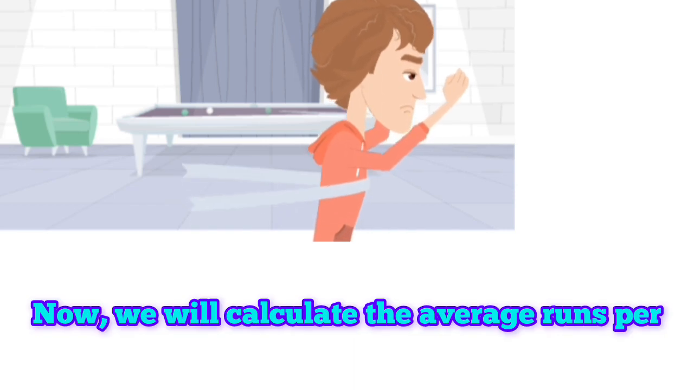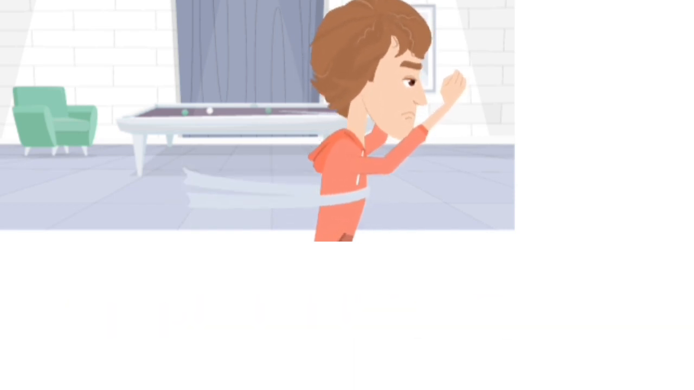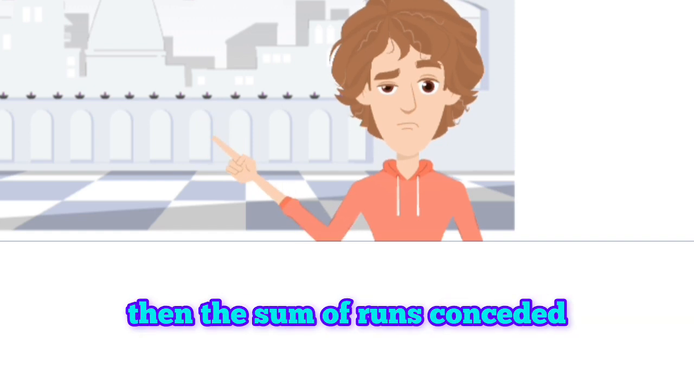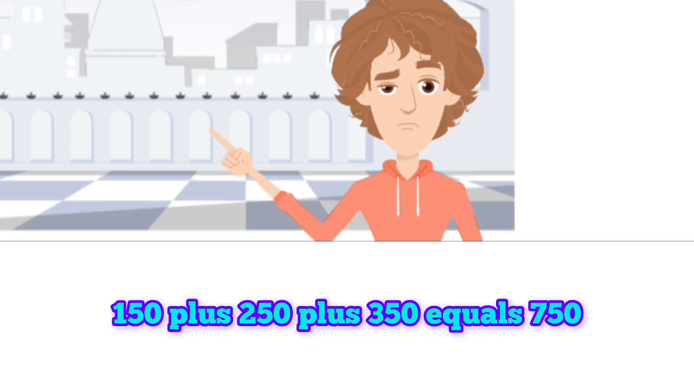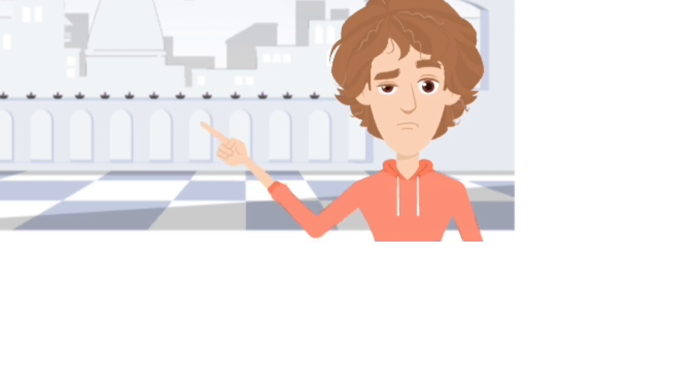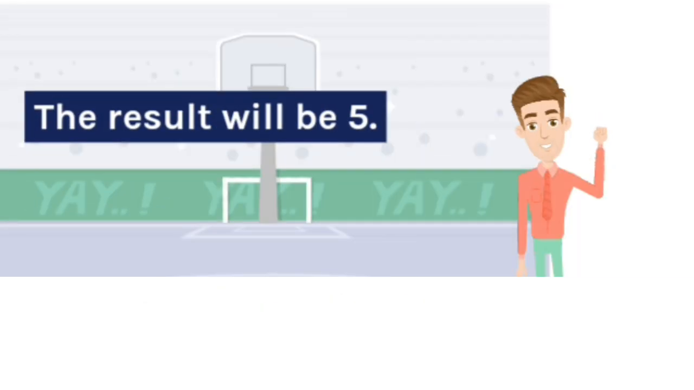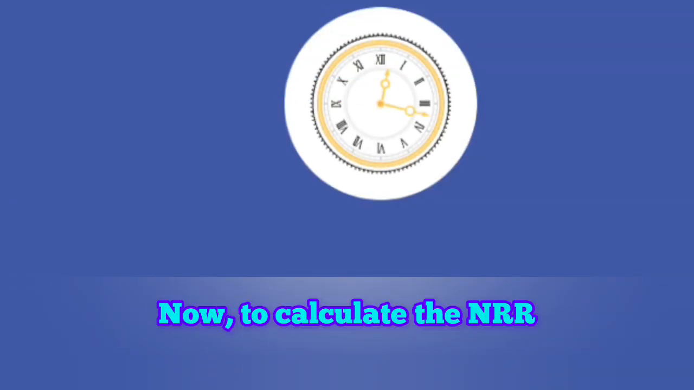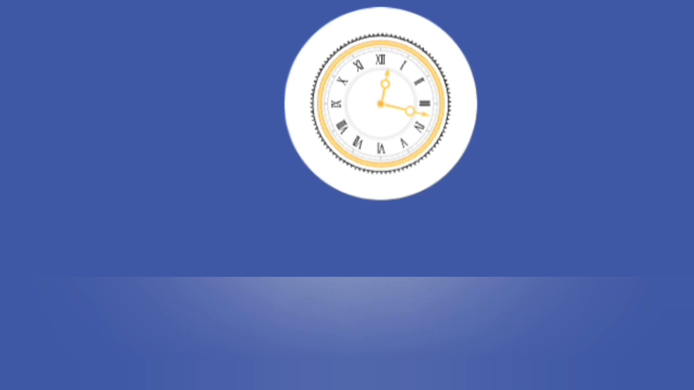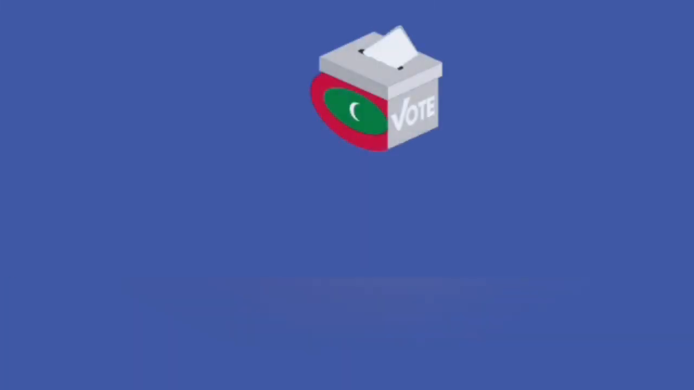Now, we will calculate the average runs per over conceded by India. Suppose India conceded 150, 250, 350 in these 3 matches, where 50 overs were bowled, then the sum of runs conceded, 150 plus 250 plus 350 equals 750, will be divided by 150 overs. The result will be 5. Now, to calculate the NRR, you subtract 5 from 6 and what you get is 1. Hence, India's NRR will be 1.